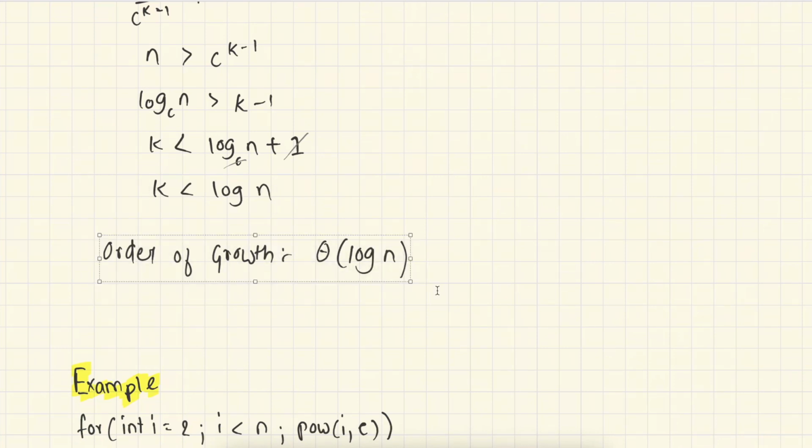So we have seen 2 more examples. In one example, we are multiplying i by c in each iteration, and in the other example, we are dividing by c in each iteration.